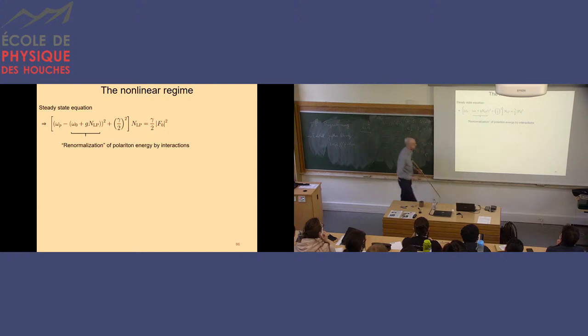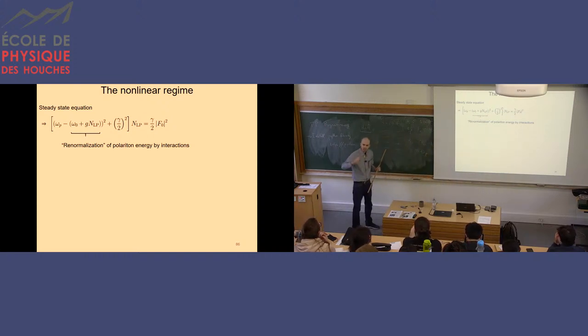Let's add the nonlinear term now. If I add a nonlinear term, you do the same process. You inject your steady state solution into the equation. You search for the solution. And what you will see is it writes almost like before. It's almost this Lorentzian form, except that this term here now writes as omega naught plus g times n. G is the interaction. It used to be u. I call it g from now on, sorry.